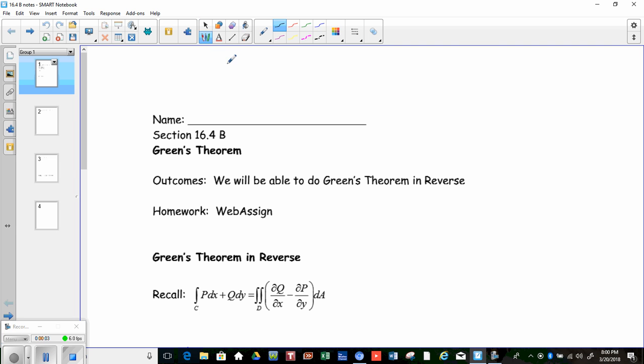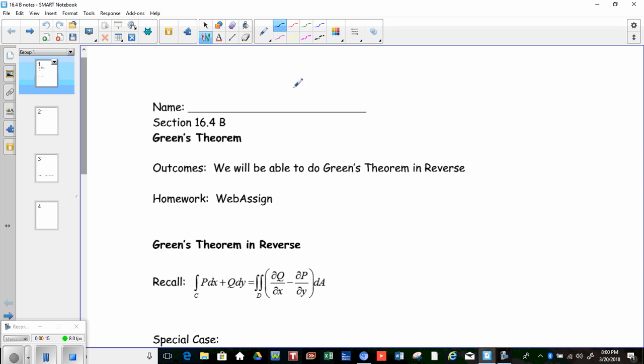16.4b, Green's theorem continued. What we're going to talk about is actually Green's theorem in reverse. Doesn't exactly mean we're going to take the idea, so let's just remind ourselves. Green's theorem, the idea was if we have some kind of a simple closed figure here, and we were to go around this thing counterclockwise, like so. And inside of here is your domain, and outside of here is your curve.